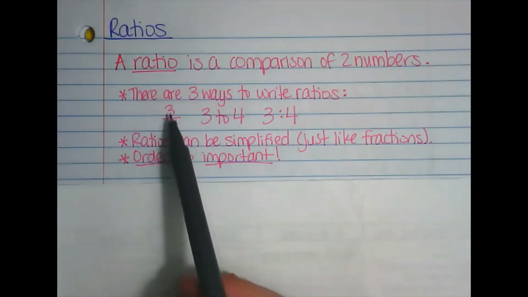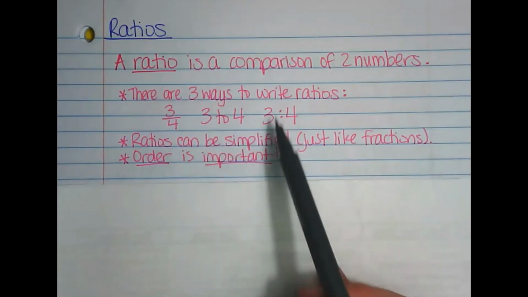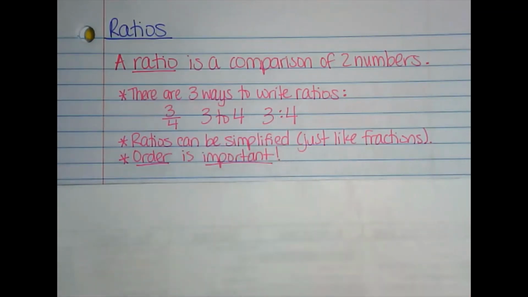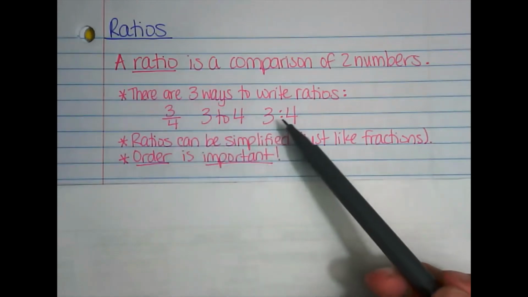One is where it looks like a fraction. One is with the word to. And another method is using a colon. All of these are pronounced the same way: 3 to 4, 3 to 4, and 3 to 4.